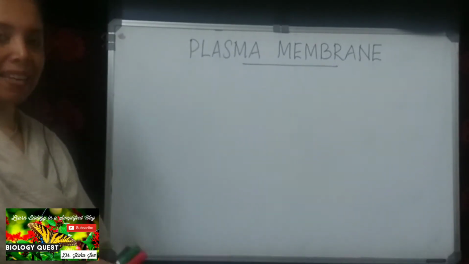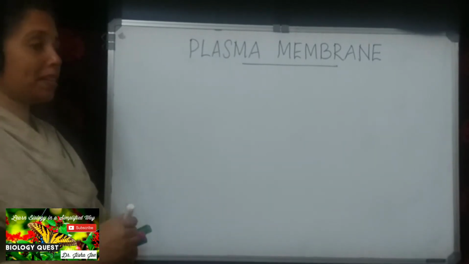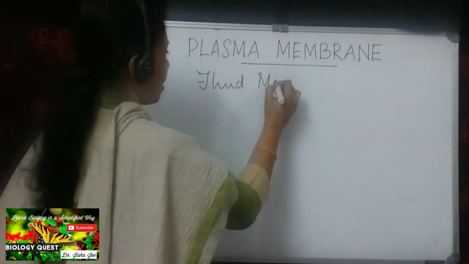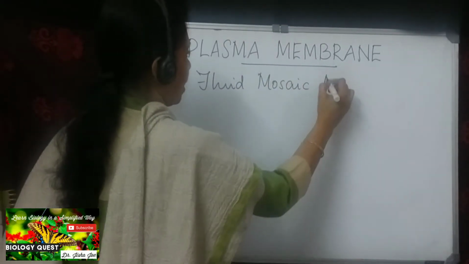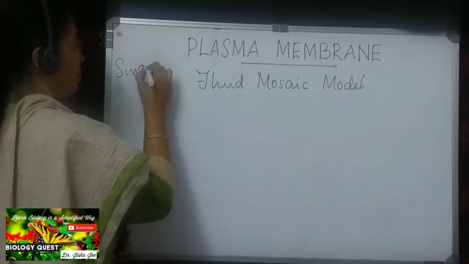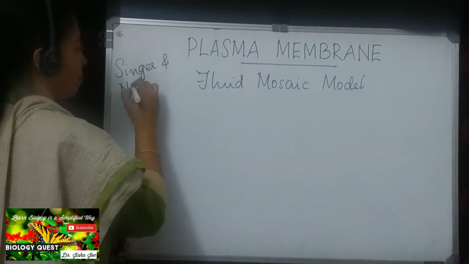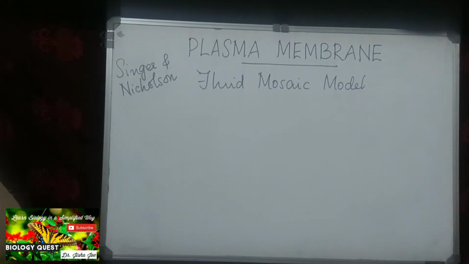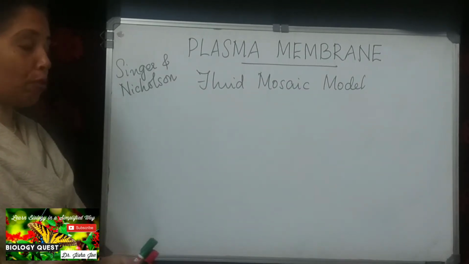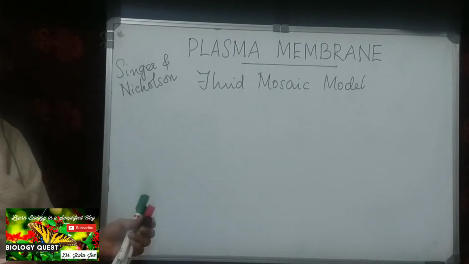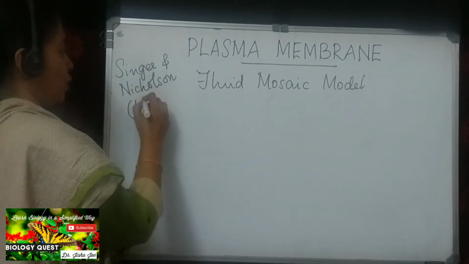The most widely accepted model of the plasma membrane is the fluid mosaic model. This model was proposed by two persons, Singer and Nicholson, in 1972.